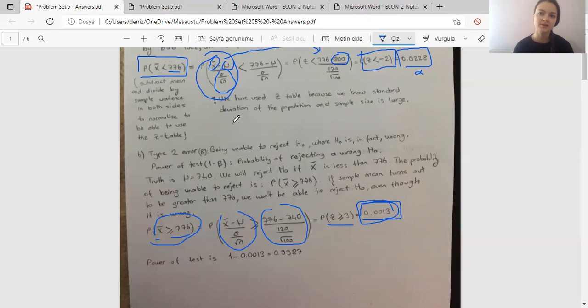Okay, so this type 2 error is actually smaller than the type 1 error. Okay, so that's why we're using the power of test, which is about not committing it. Okay, power of test is basically probability of not committing a type 2 error. So we are just subtracting this thing from 1 because the whole probability is always 1. 1 minus 0.0013 is equal to this thing. This is the power of test.